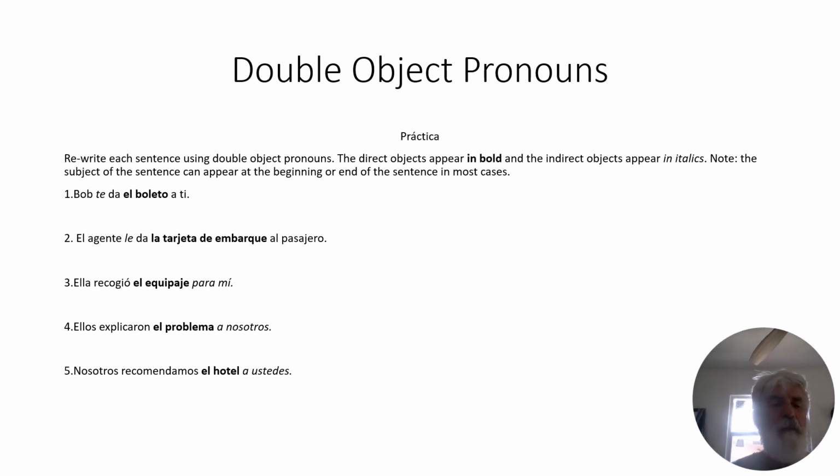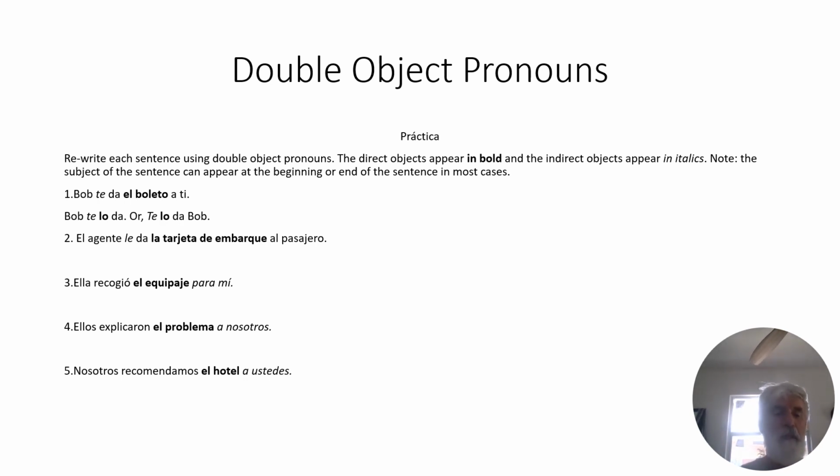Okay, let's rewrite each one of these sentences as you would write them with double object pronouns. Let's look at the sentence. Bob, okay, te da el boleto a ti. What are we saying there? Bob gives the ticket to you. Now we want to say Bob gives you the ticket. So, Bob te lo da, or te lo da Bob.